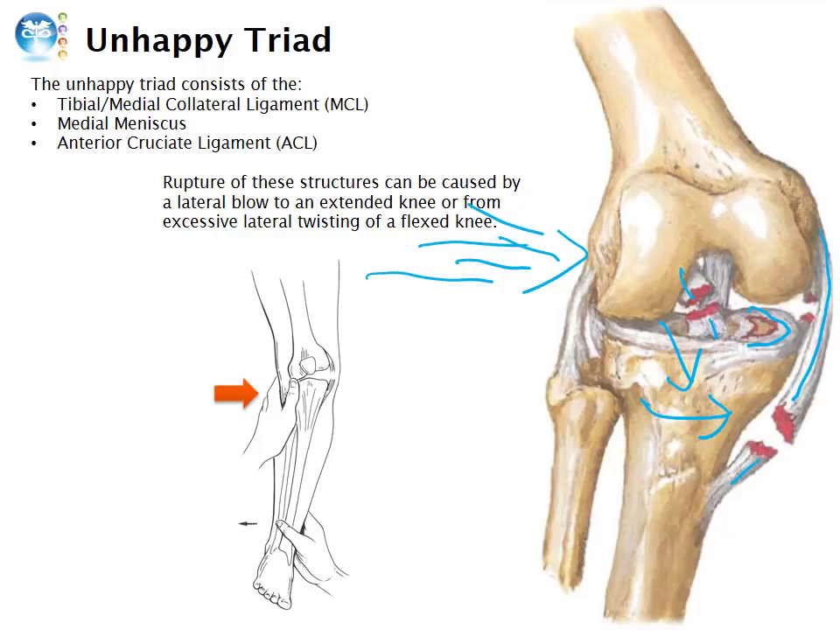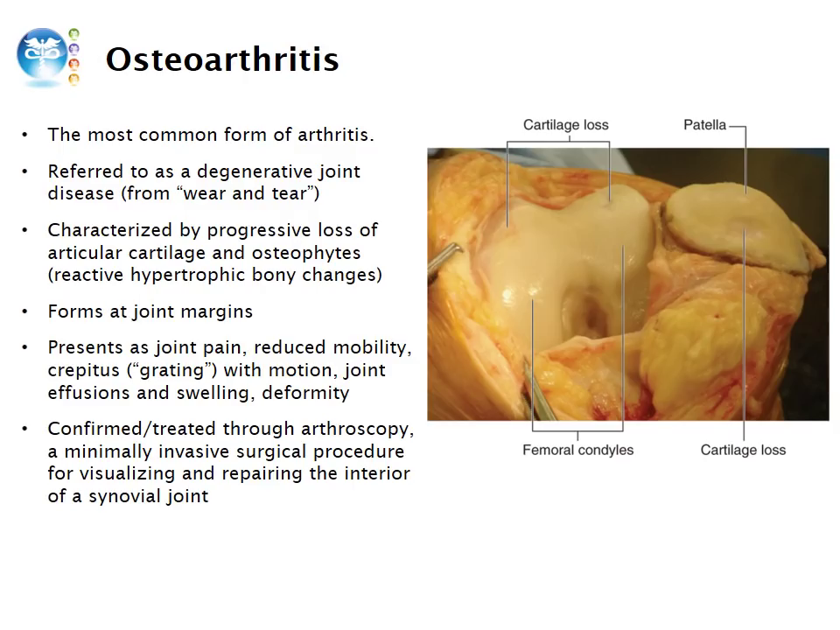In this case, the ACL is reconstructed with a graft from the patellar ligament or the hamstring tendon. The MCL is reapproximated and repaired, and the bucket handle tear in the meniscus is excised, often resulting in a less stable knee. Insults such as an ACL tear, an unhappy triad, or occasional small trauma events can lead to long-term damage.